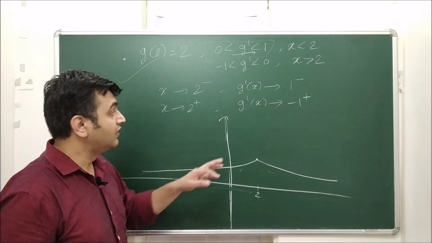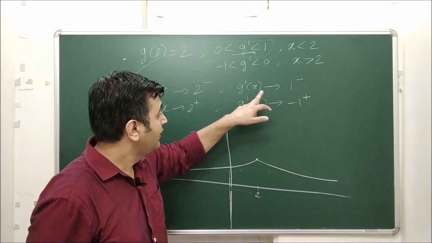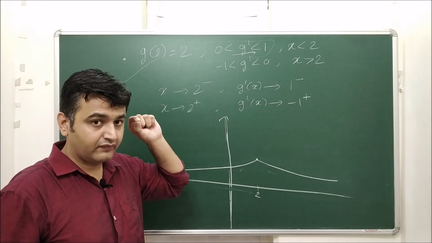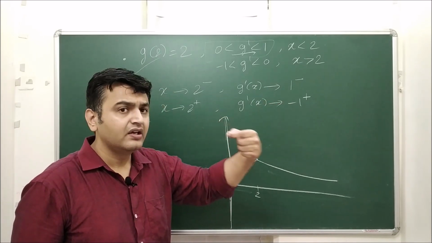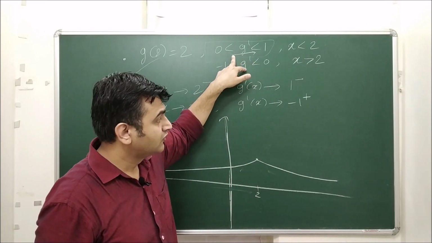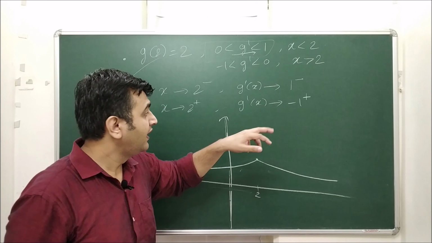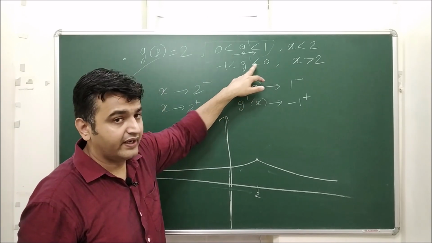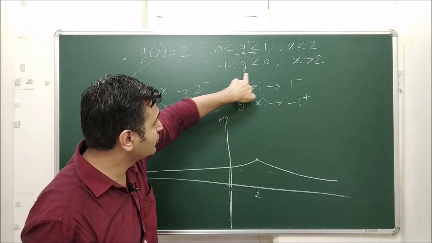And one more thing, what does this minus plus mean? My g dash is approaching 1, so it can approach either from the left or the right hand side. It can't approach from the right hand side because the derivative is always from 0 to 1, so it has to approach 1 from the left hand side. And here also for -1, since my derivative is from -1 to 0 and I want to approach -1, definitely I have to approach from the right hand side.